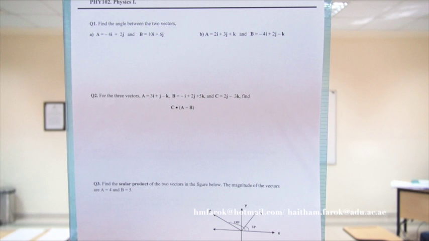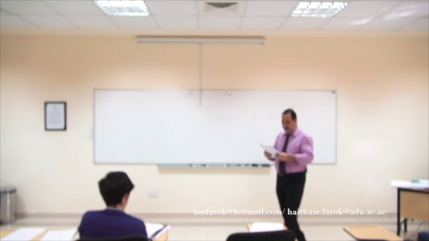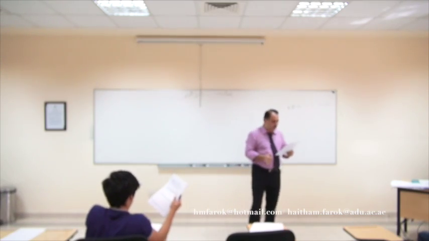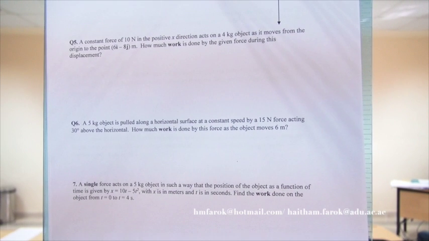So if we go to the second page, you have 4, 5, 6, and 7. Now if we look at question number 6. What does it say? A 5-kilogram object is pulled along a horizontal surface at a constant speed by a force of 15 Newton. So question 6, we have a force, 15 Newton, acting at 30 degrees. What is the work done by this object when it moves 6 meters?